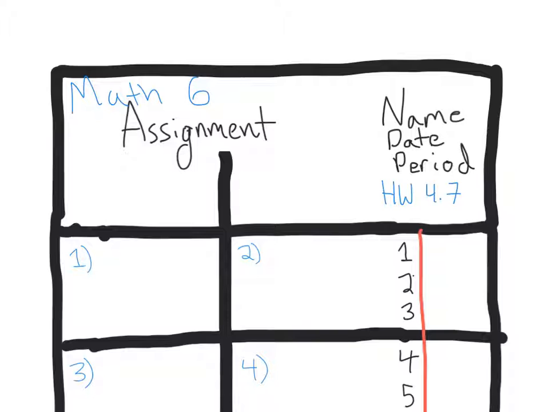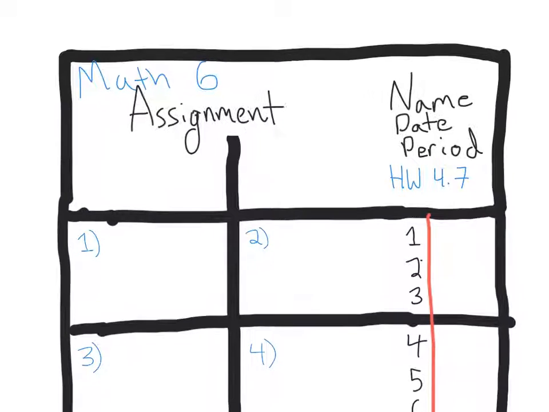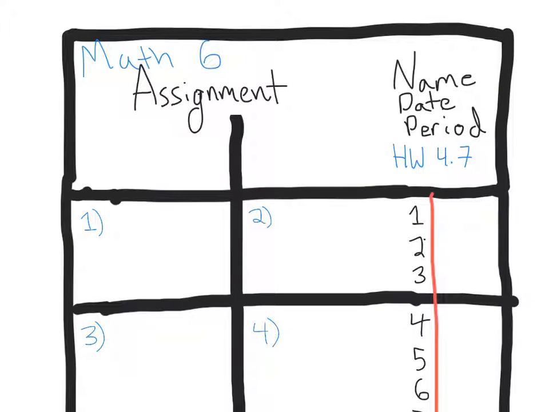I just wanted to give you some quick pointers on the homework assignment for tonight. This is homework assignment 4.7, lesson 4.7, and this is coming out of the textbook, so you do not need to do this on a separate sheet of paper. But if you like being neat and organized and you need some extra space to work, you can totally do this assignment on a separate sheet of paper.